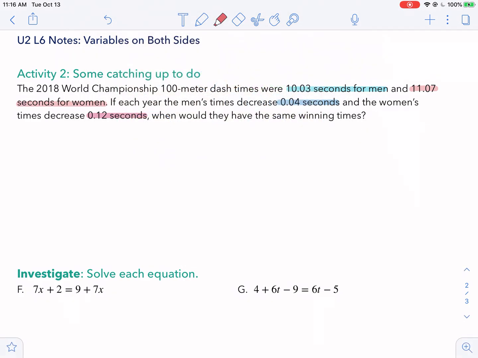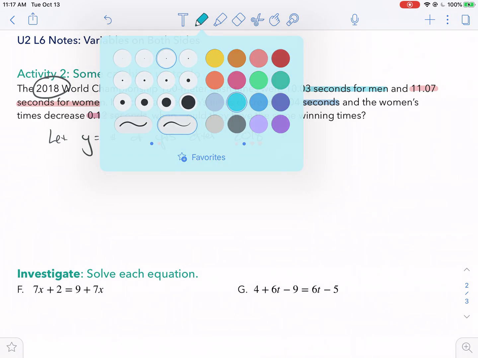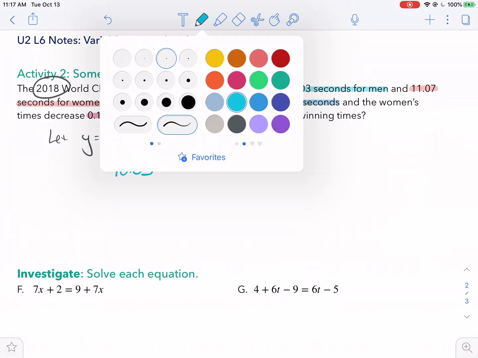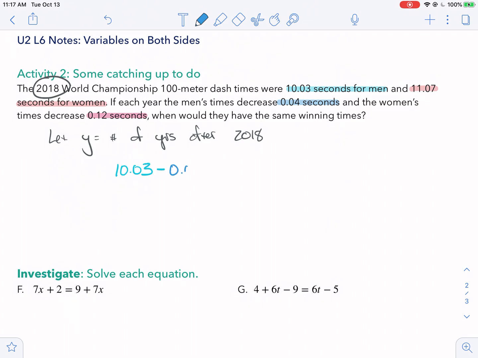Well, let's set up an equation first and then find out. So we're going to say let y equal the number of years after 2018. Okay. Then we start out with the men. 10.03 is their starting time, and it decreases by 0.04 seconds every year.